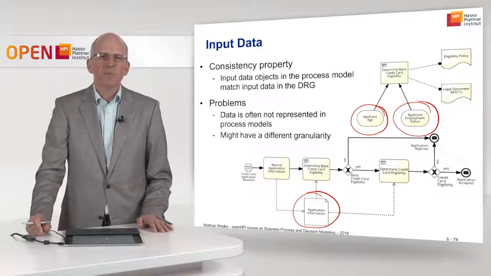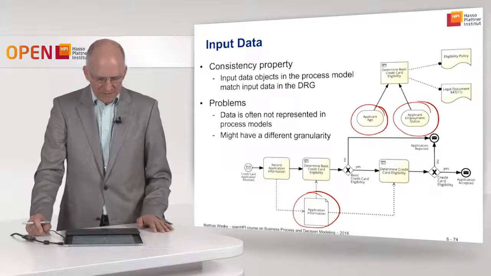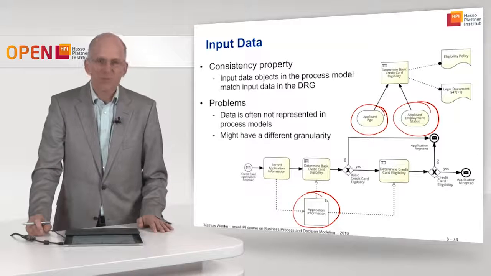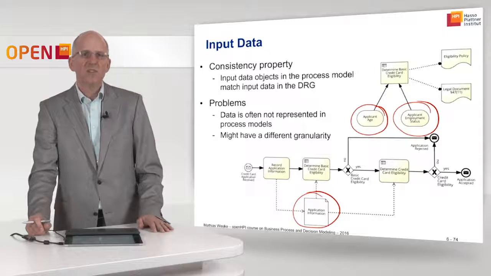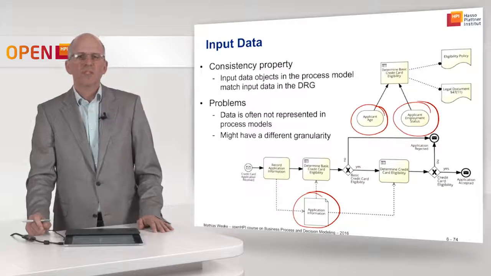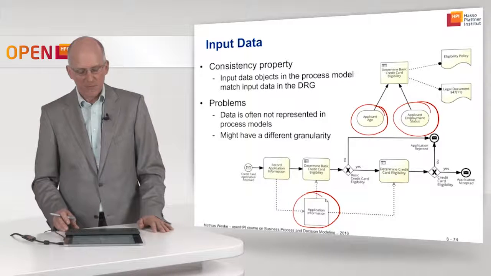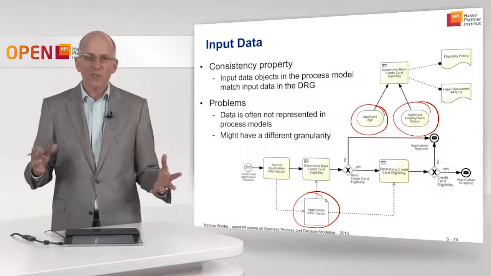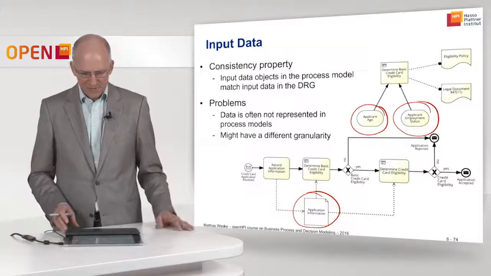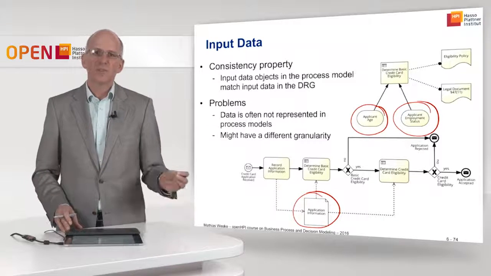And this is a very typical situation because data is often either not represented in process models or data is represented at a different level of granularity, like we've seen in this example. Application information is more coarse-grained, and the input to the decision, like applicant age, is more fine-grained.